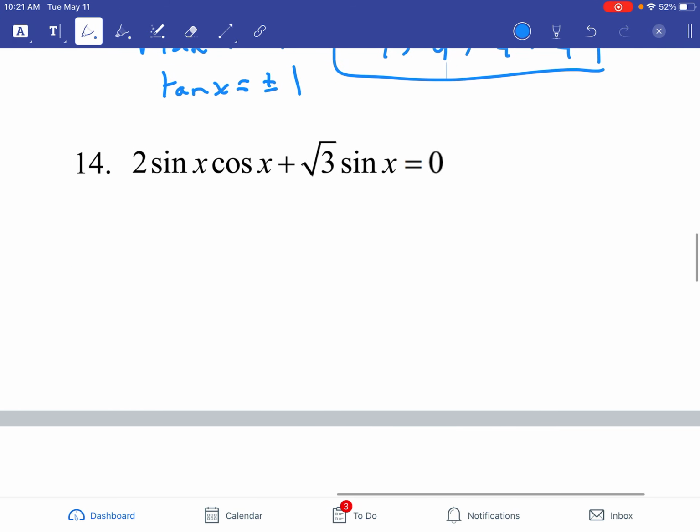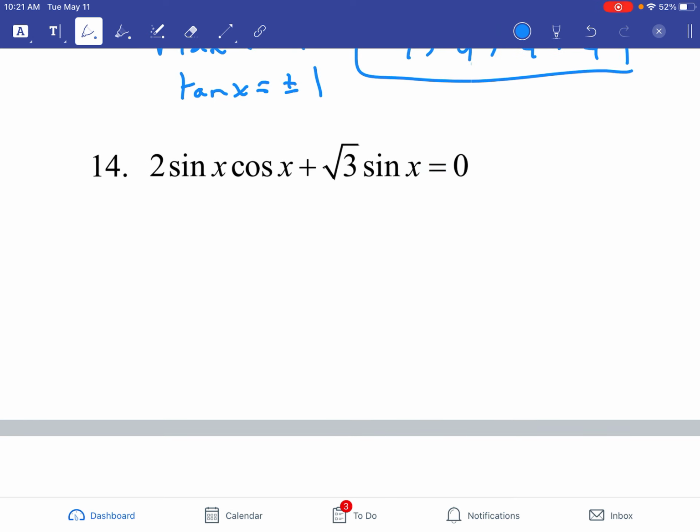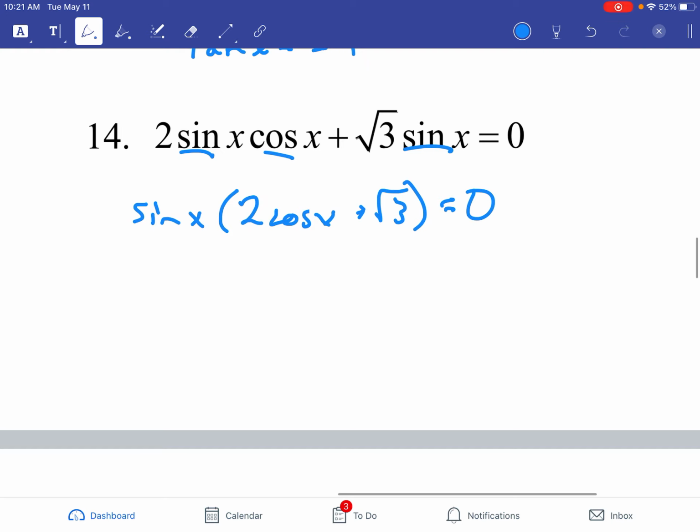All right, last equation. This is similar to the one we just did, also with the sine function. We have a sine, a cosine, and a sine. Out of our two different terms in our equation, we have two sines that are common, so we can take one of them out. We're left with 2 cosine of x plus root 3 equals 0. So now we have two equations from this based on the two factors.